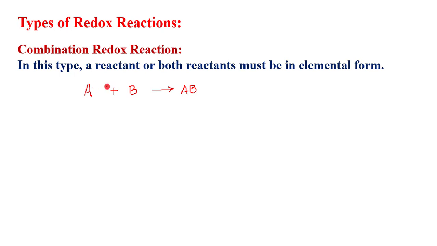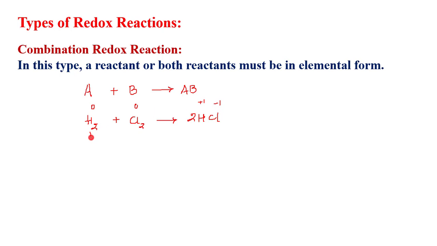Say for example, H2 plus Cl2 gives 2HCl. First, you have to check whether it is a redox reaction or not. Now, H2 oxidation number: it is in elemental form, so we take its oxidation number as 0. Chlorine is also in elemental form, so its oxidation number is taken as 0. Now, this is a compound. Hydrogen is taken as +1 and chlorine is taken as -1.